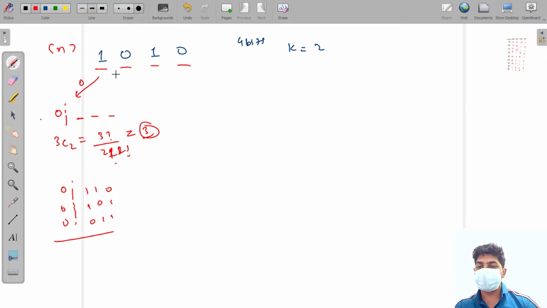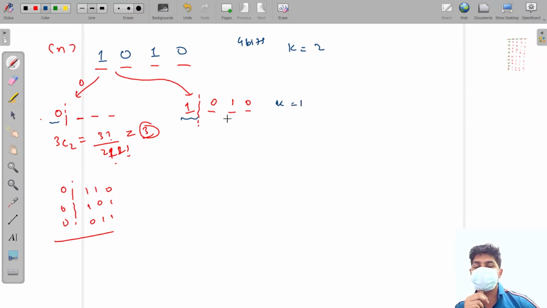Okay, now another option could be that I will use this one over here, and I will ask 010 to go and find in how many ways you can find a number smaller than n having the same set bit count. So I have used one set bit over here. Earlier I was using 0, so my set bit count will reduce by 1. Now I have only k equals to 1.